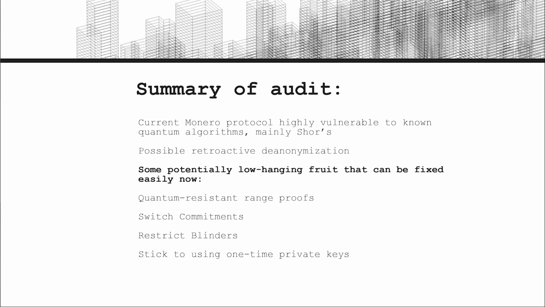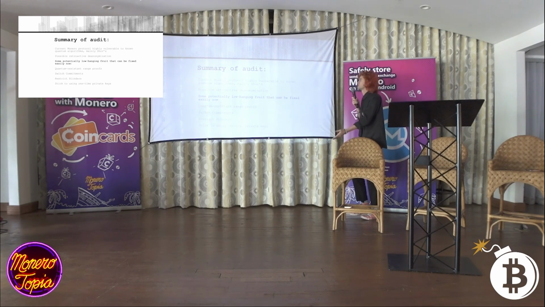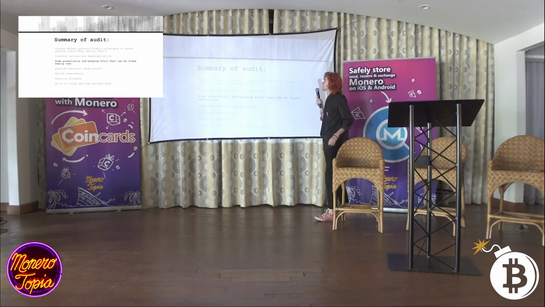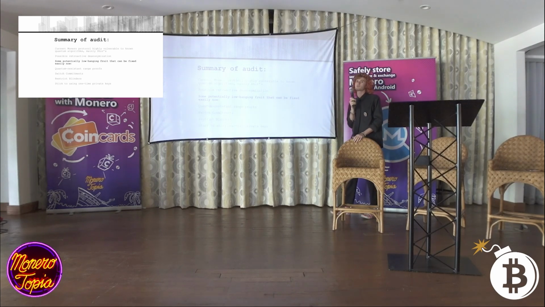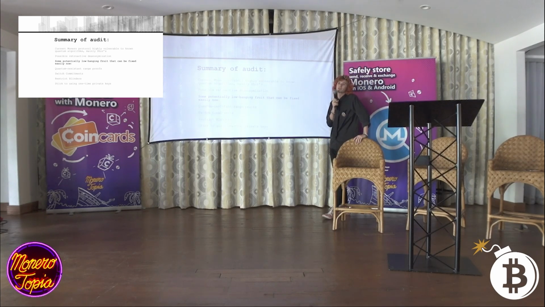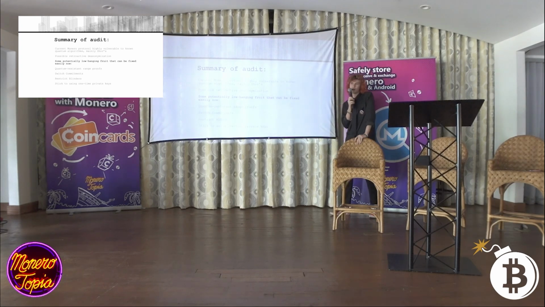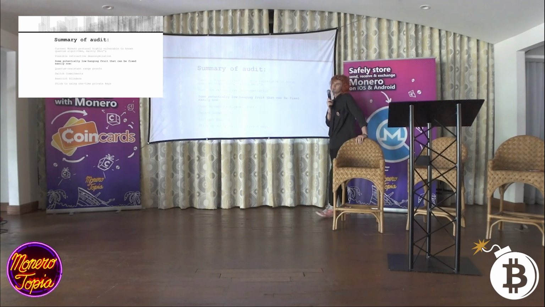So, summary of the audit. The current Monero protocol is highly vulnerable to known quantum algorithms, mainly Shor's, which is kind of what we expected going into this. The main thing, which is a little iffy, is possible retroactive de-anonymization, which is probably something to think about. Like, okay, let's say you bought jelly beans from Steve 10 years ago, and the government really doesn't like that, or something.